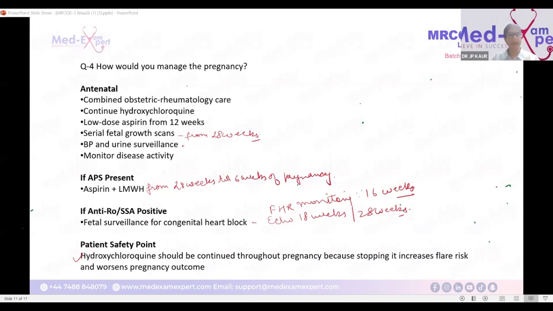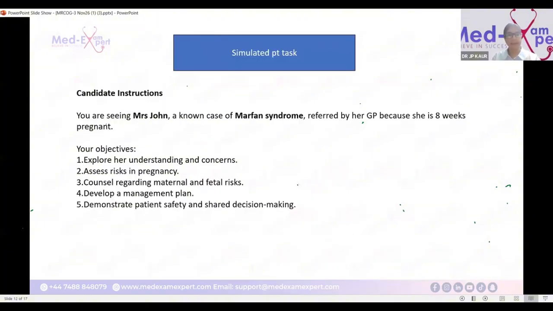So I think we have reached the end of this station. Now the next station is a simulated patient task. Any volunteer who wants to do the station? I will be your patient, a good patient in fact. So any one of you can attempt.